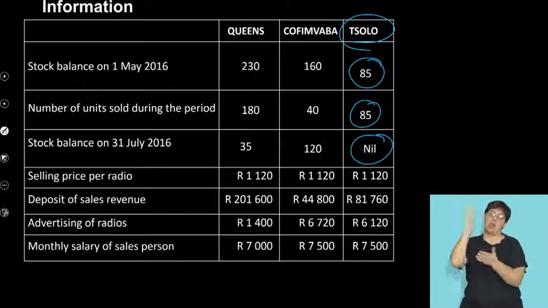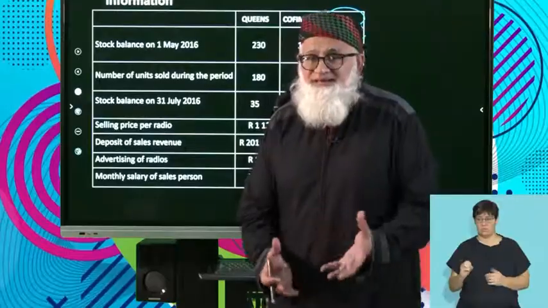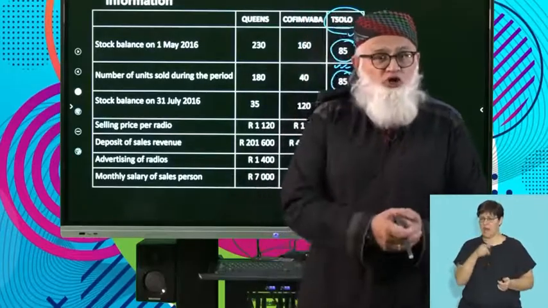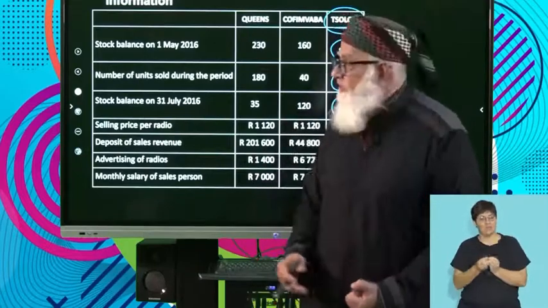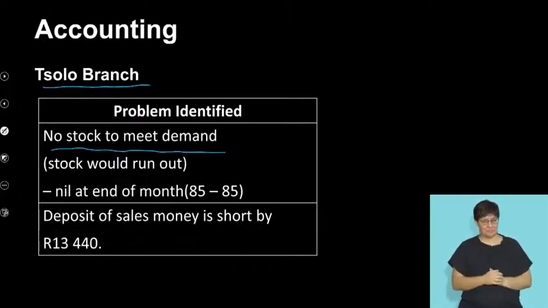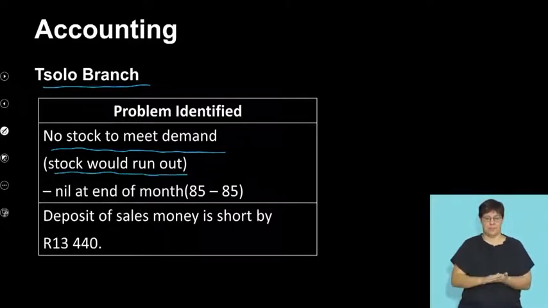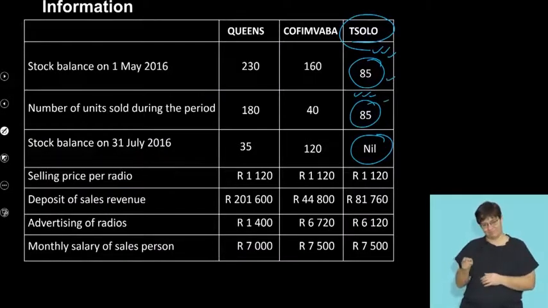What can we see here? We can see that we have 85 units on hand, right? And we sold 85 units. So this therefore means that clearly, if you had more stock, it would have been possible to increase your sales. Therefore, this is a serious problem for this branch here. Clearly, you can see your stock is running out. You have a nil balance at the end of the month. Here, once again, you can see that 85 minus 85 is 0.